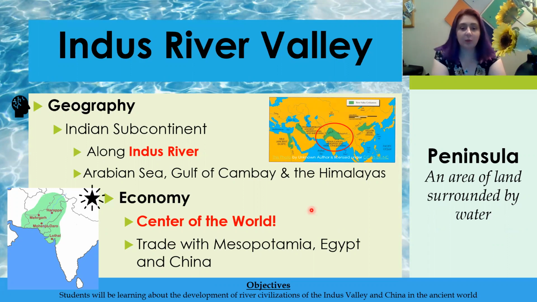And the biggest thing to remember is the economy of the Indus River Valley. It was the center of the world at the time. Like I said, you have China over here, Mesopotamia over here, and Egypt over here. So it really was right in the middle. And so people had to go through it in order to get to the other parts, allowing for trade to flourish across the area.